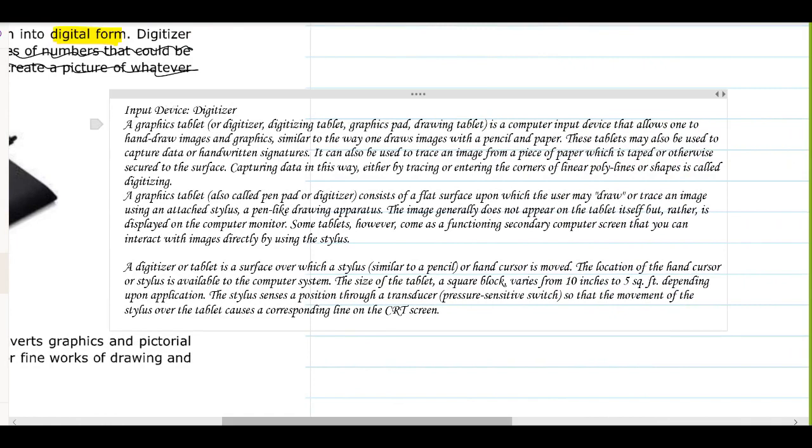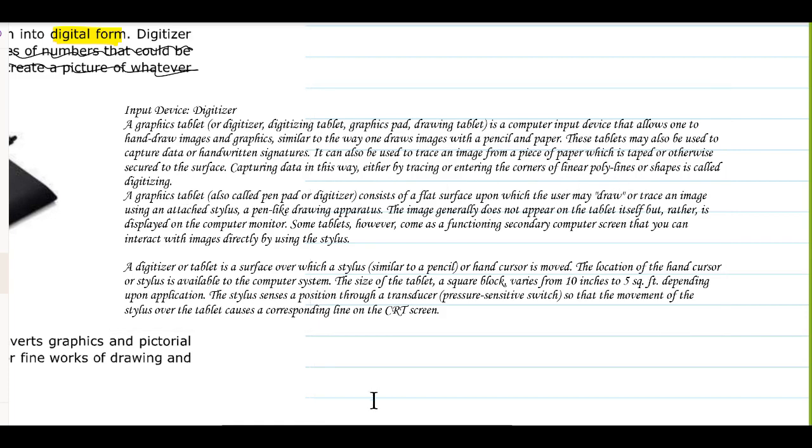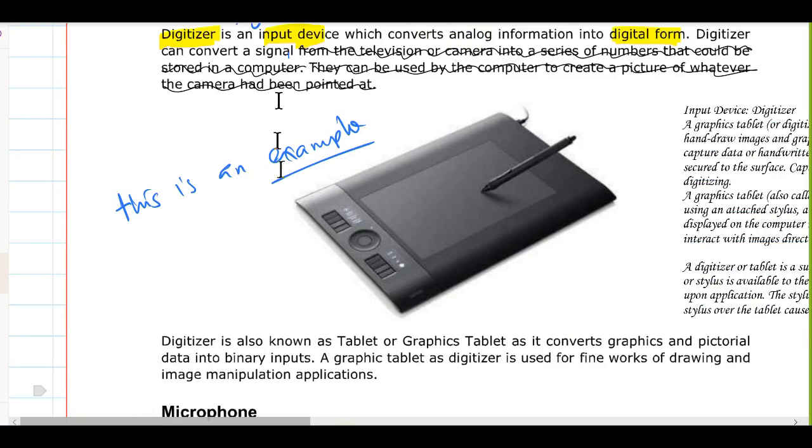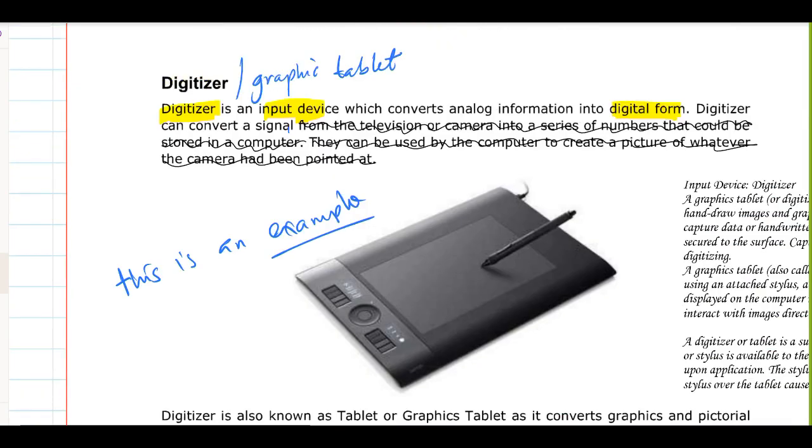I've put a better description of what a graphic tablet is here. It's a computer input device that allows one to hand draw images and graphics. It is similar to the way you can draw images with a pencil and paper. These tablets may be used to capture data or handwrite signatures. It can also be used to trace an image from a piece of paper which is taped or otherwise secured to the surface. Capturing this data either by tracing or entering the data is called digitizing. So that kind of input that I am doing now with my digitizer is called digitizing, and that's why it's called a digitizer or a graphic tablet.